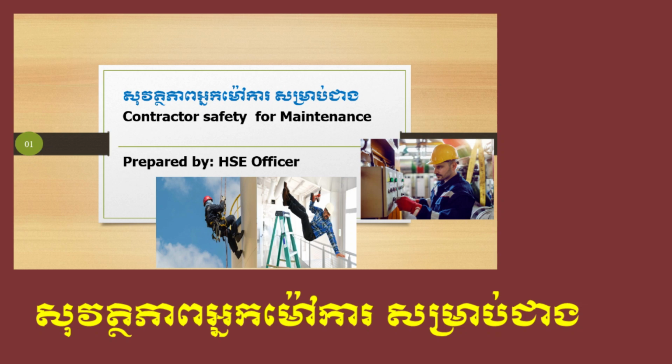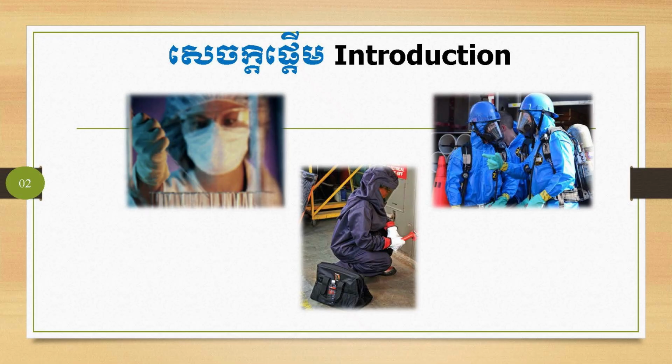1. Contractor safety for maintenance. 2. Introduction. The contractor contact is the individual responsible for the coordination of contractor or subcontractor project work activities.